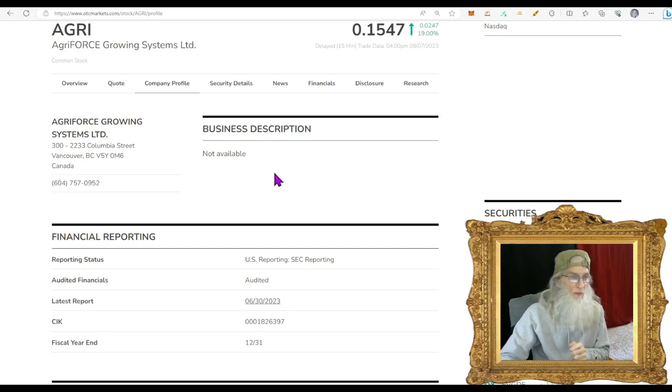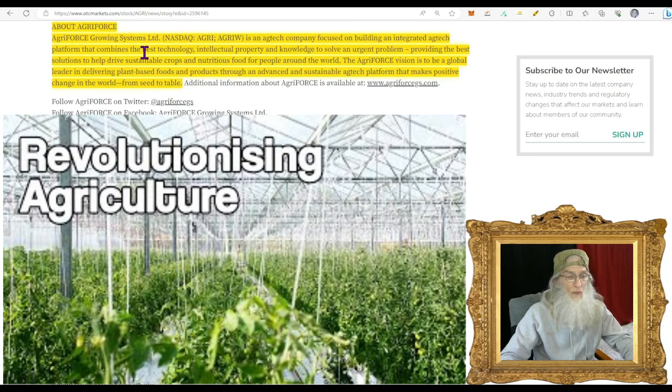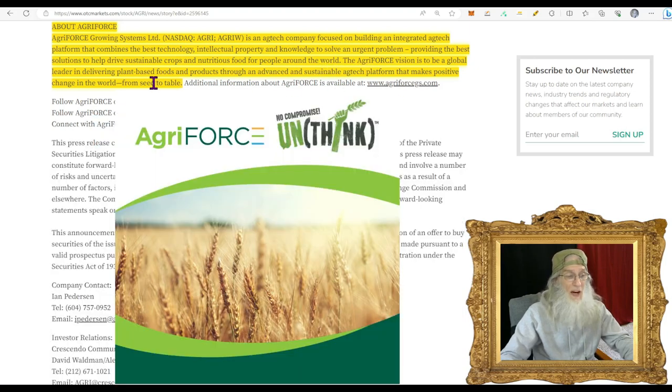So we do have a description. We find it over here in one of their press releases. Agroforest Growing Systems is an ag tech company focused on building an integrated ag tech platform that combines the best technology, intellectual property, and knowledge to solve an urgent problem, providing the best solutions to help drive sustainable crops and nutritious food for people around the world. The Agroforest vision is to be a global leader in developing plant-based foods and products through an advanced and sustainable ag tech platform that makes positive change in the world from seed to table.